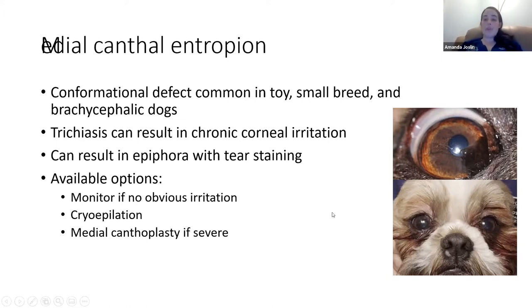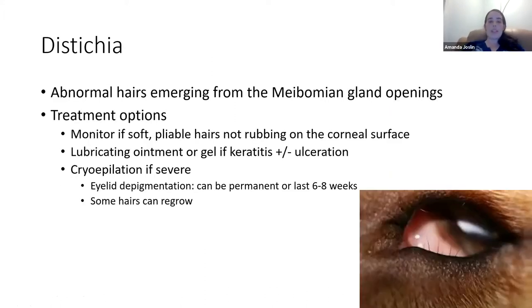But if it's so severe and we start seeing this pigmentation in dogs when they're really young, we talk about more aggressively doing a medial canthoplasty to try to get the exposure lessened. Next, we talk about distichia.